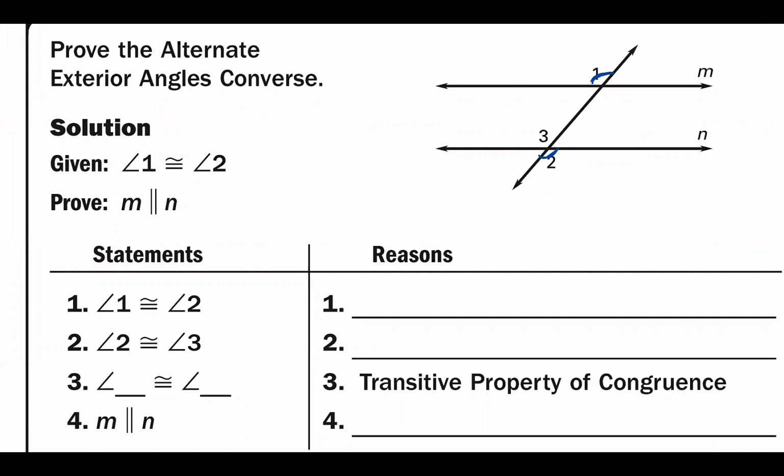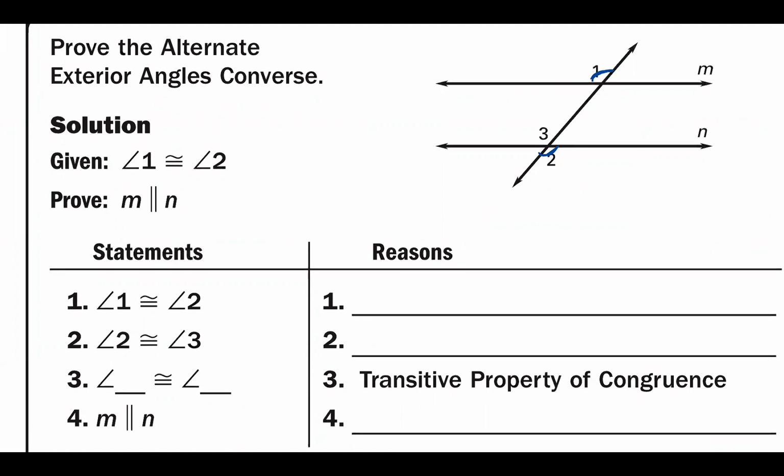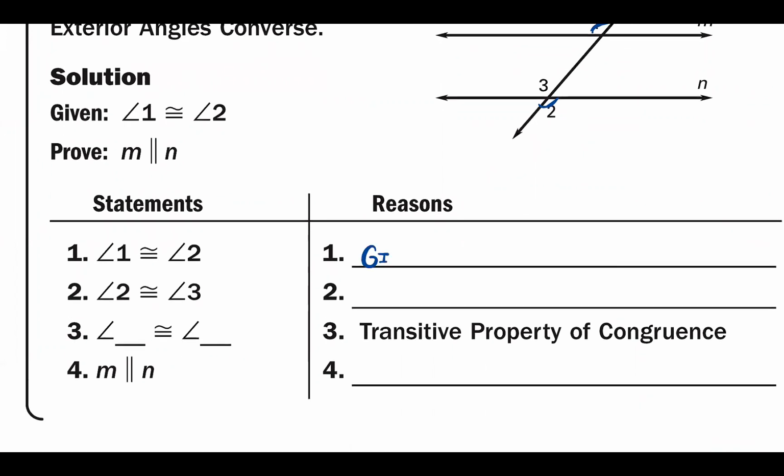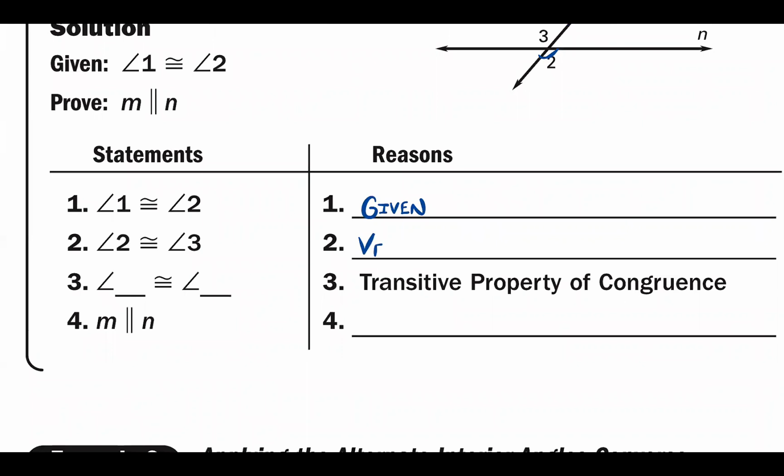It told me. If they did not tell me 1 was congruent to 2, I cannot assume that it is. So first one's always given. How do I know 2 is congruent to 3? Vertical angles, yes. See the X?